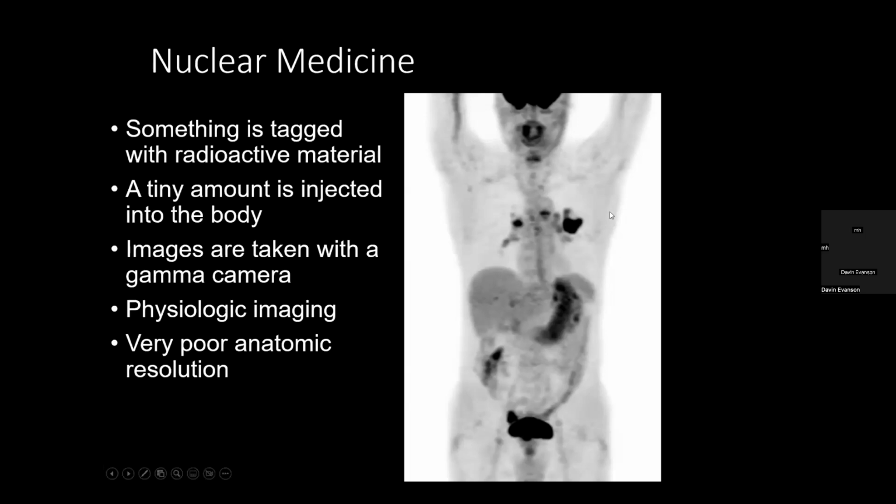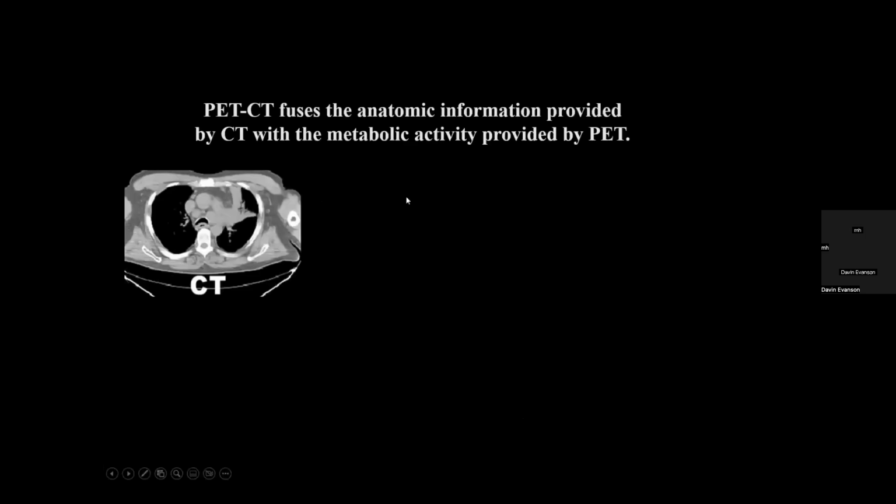The camera picks it up, and you can say, hey, there is lots of activity there in the hilar region. They're in the stomach. And sometimes that's a normal finding, sometimes it's an abnormal finding. That's one of the challenges of nuclear medicine. But I really want to focus on PET CT. This is something that came out when I was a resident.